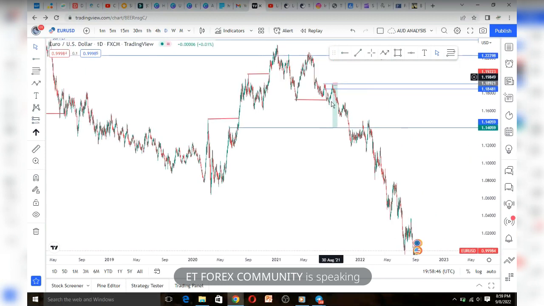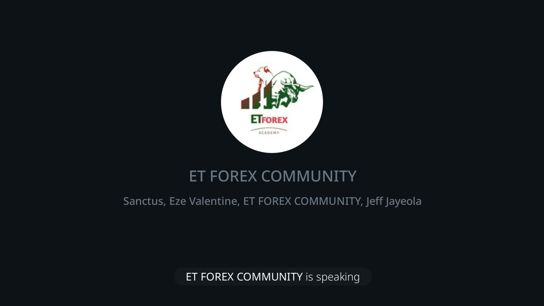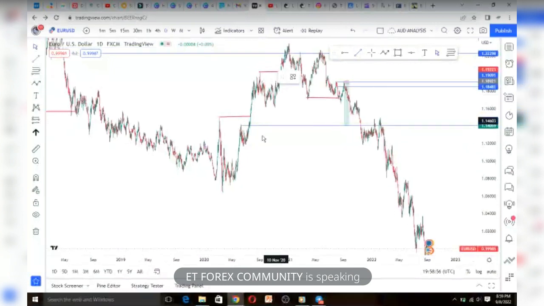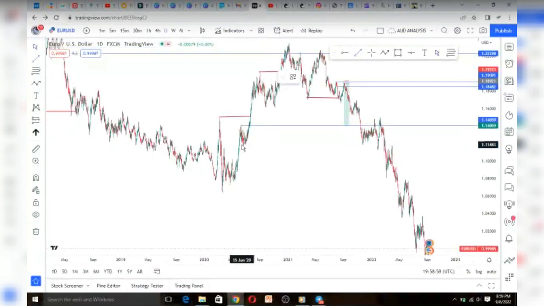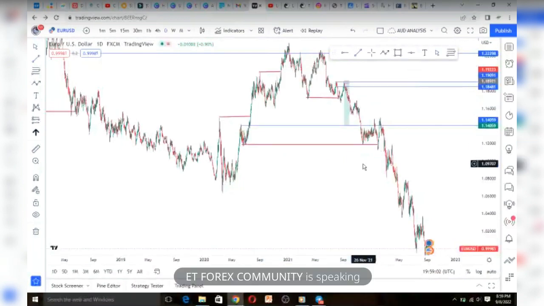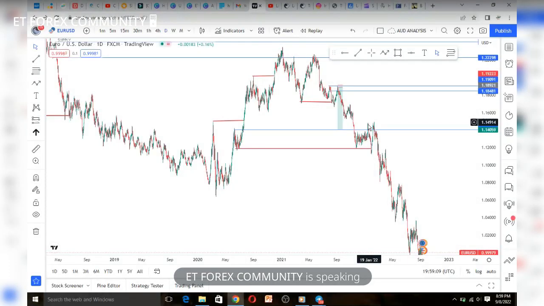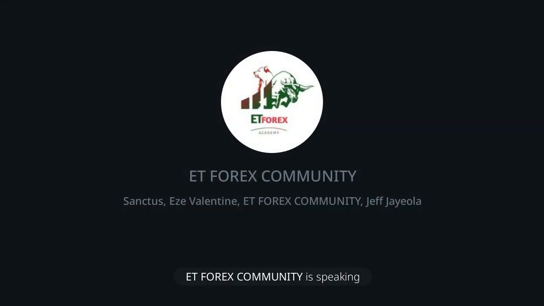All right, you wait for it again. Which order broke this structure? This is a structure low, sorry. Structure low right over there. Which order broke this structure low? Look for it. This is the order that created the break. The market came back to the supply order. Sell. So it's not hard at all. See how I just simplified the market for you.